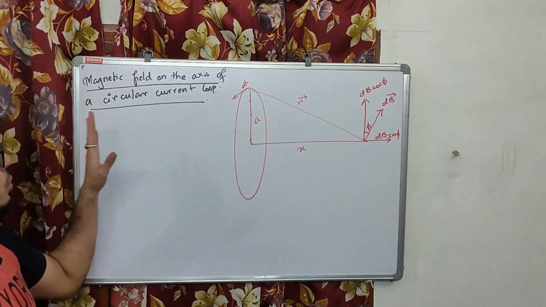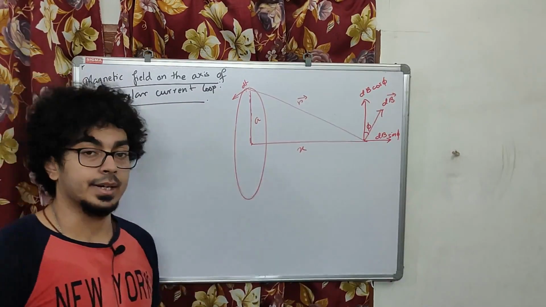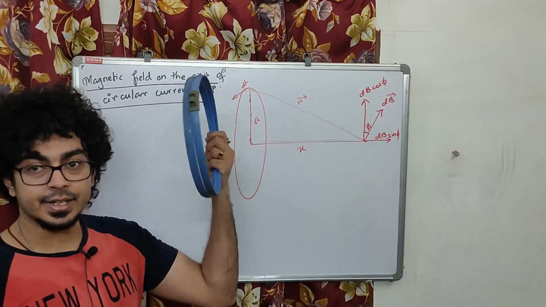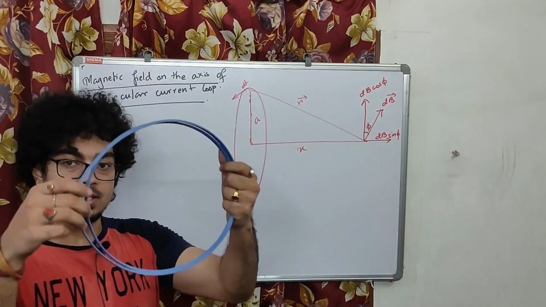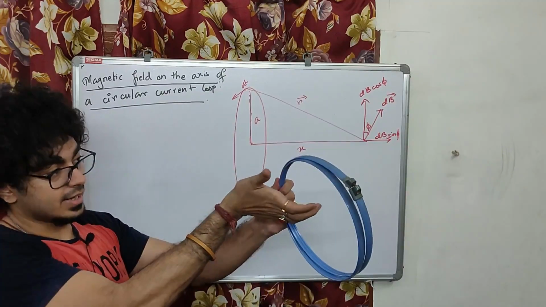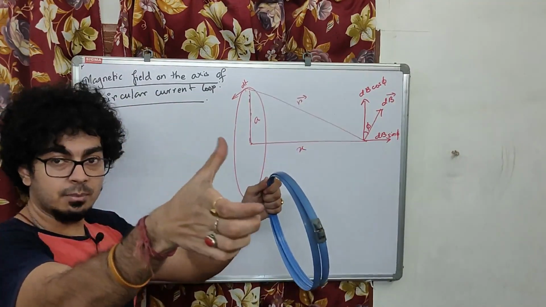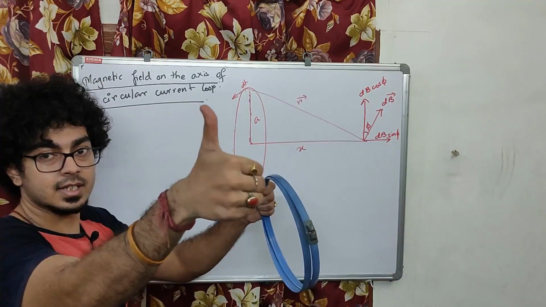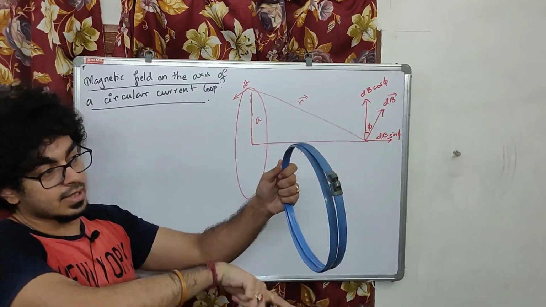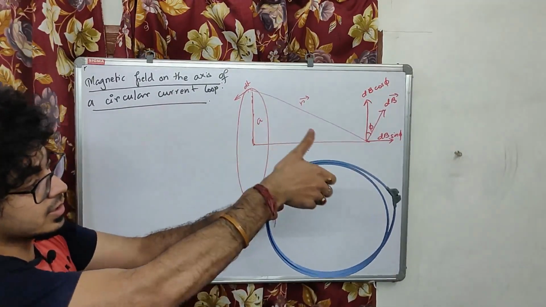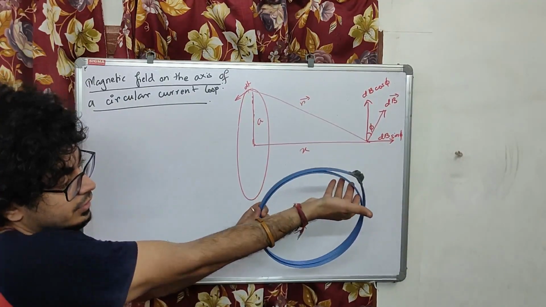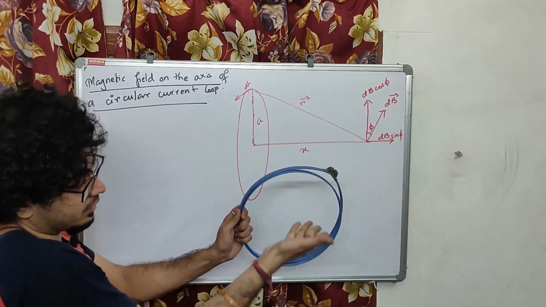Now we are going to find the magnetic field on the axis of a circular current loop. For this you need to understand it this way. This is a current loop, as you can see. I told you that if your thumb represents the direction of current, the curl of your fingers will represent the magnetic field. So if the current is flowing in this way and you place your thumb like this, then the magnetic field will be like this.